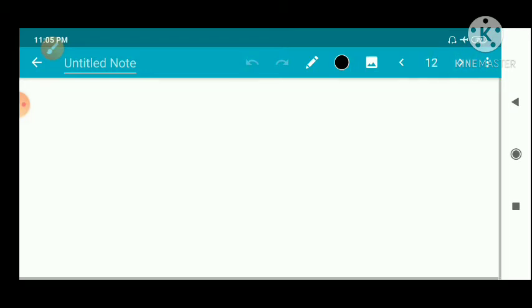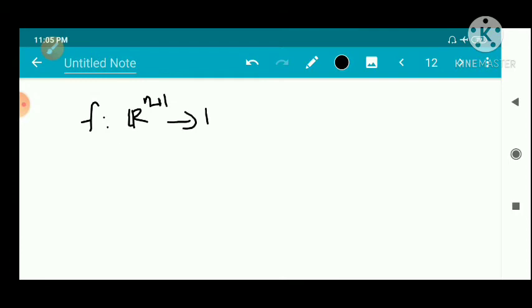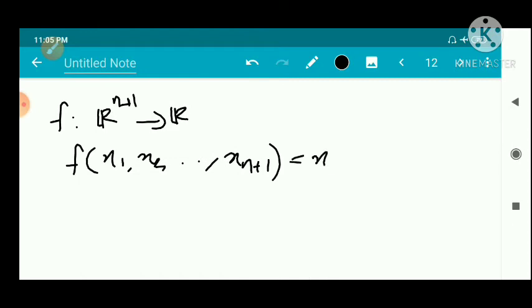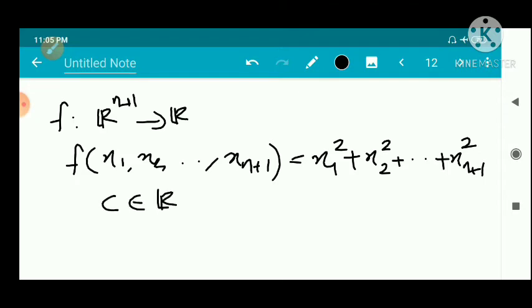So now we have an example. Consider a function f from Rn plus 1 to R defined by f of x1, x2, etc., xn plus 1 equal to x1 square plus x2 square plus etc. plus xn plus 1 square, and c is any real number. Now we have to sketch the level set and graph for c equal to 0, 1 and 2, and we consider the cases n equal to 0, 1 and 2 also.